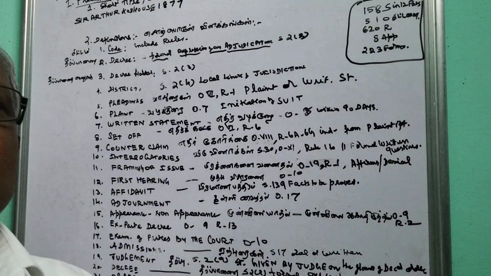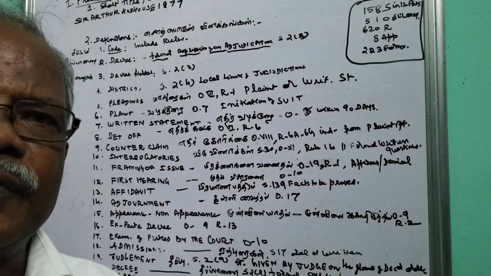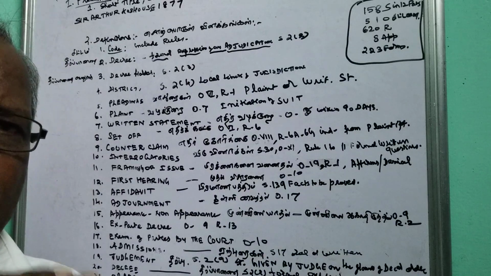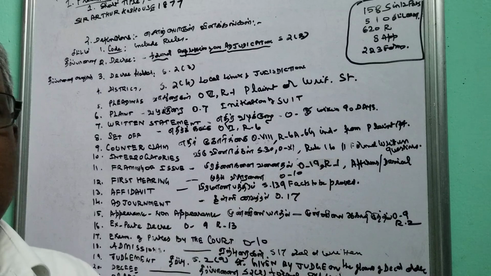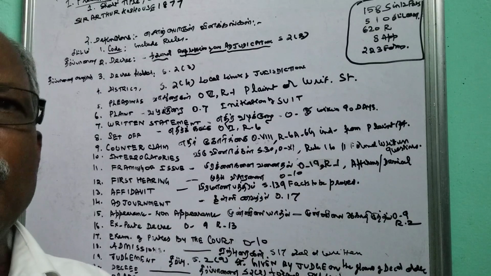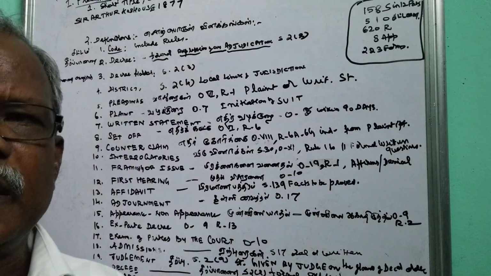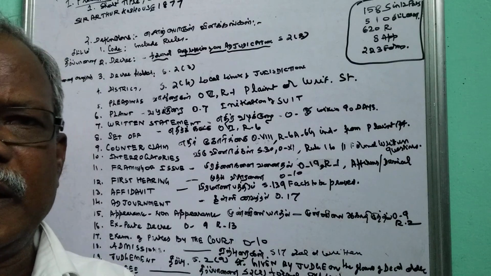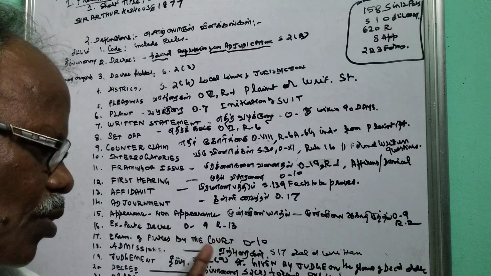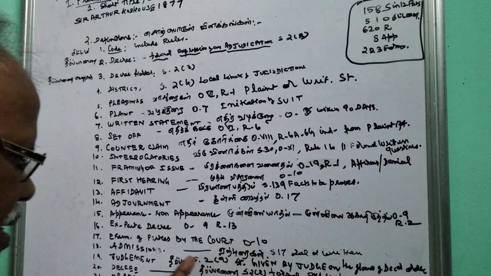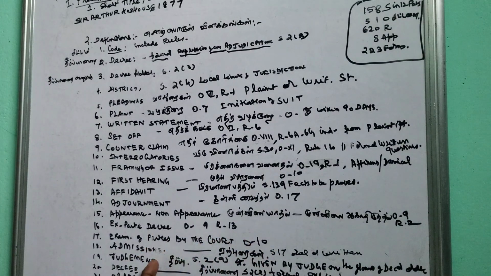Examination of parties by the court. To find out the affirmation and the denial of the affirmation, it will be heard by the court, and it will see the truth behind the case. So the parties will be examined by the court according to Order 10. Then admissions.